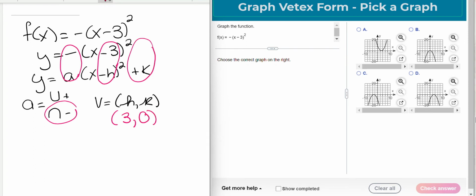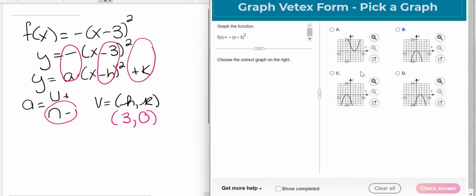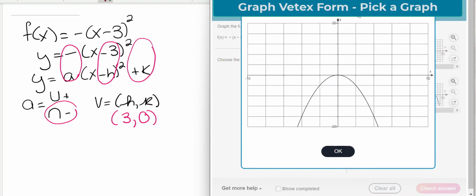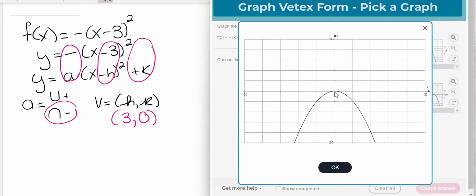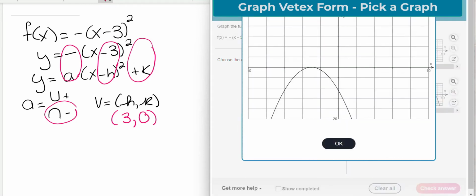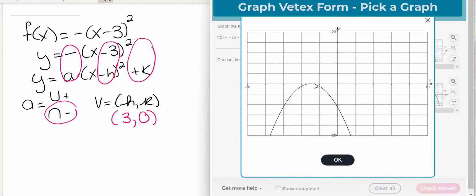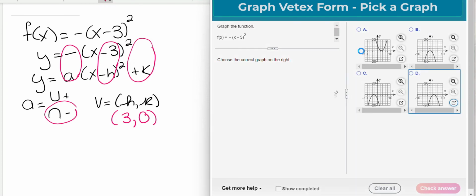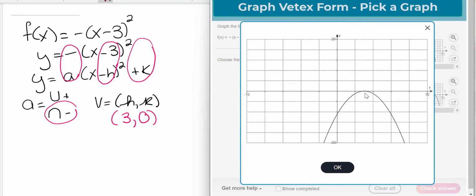Now let's go and look and see what we have over here on the right. First of all, the graph is negative. It's a sad face, so it cannot be A. Next, we notice that our vertex is (3, 0). Let's look at B. Now I'm going to make this a little bigger for everybody. My vertex is (0, 0). It cannot be that one. Let's look at C. I'm going to make this one large also. C looks like it's probably (negative 3, 0). Well, it can't be that one either. So let's look at our last one. There we go, (3, 0).